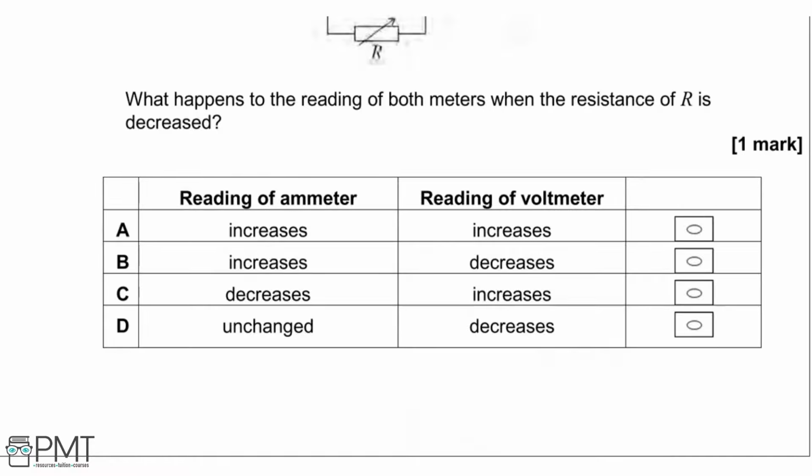So here are the four options. We've got increases and decreases, and one unchanged in the case of option D. What we'll do is we'll just look at the ammeter reading first of all, see if we can cancel off some of these options, and then look at the voltmeter reading to refine our choice further.